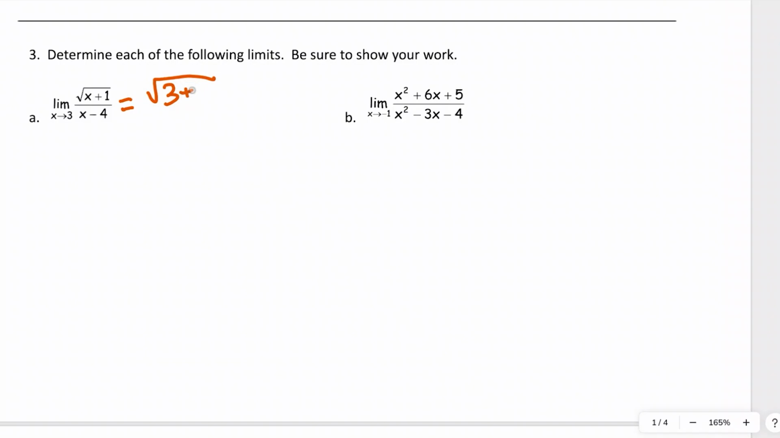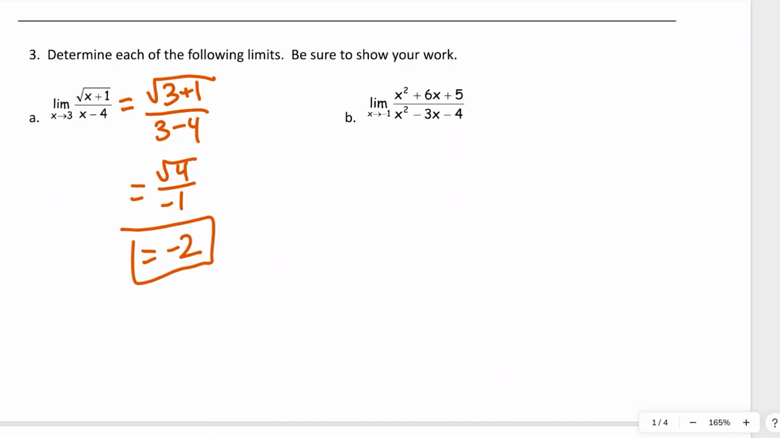Square root of 3 plus 1 over 3 minus 4. That's going to give me root 4 over negative 1, which is negative 2. And there you go. There's our limit.